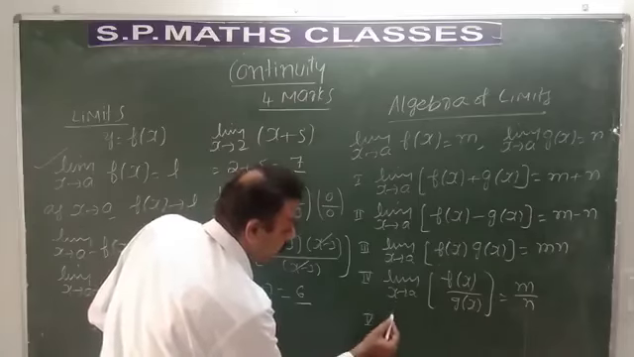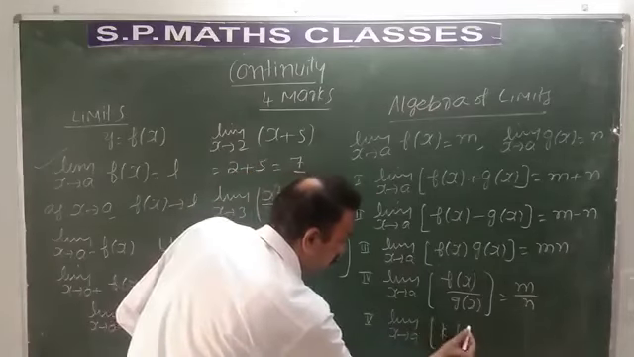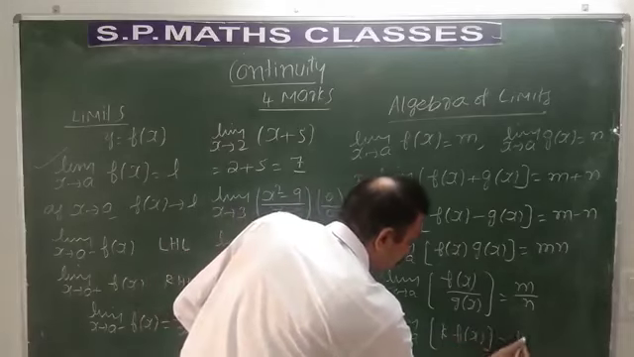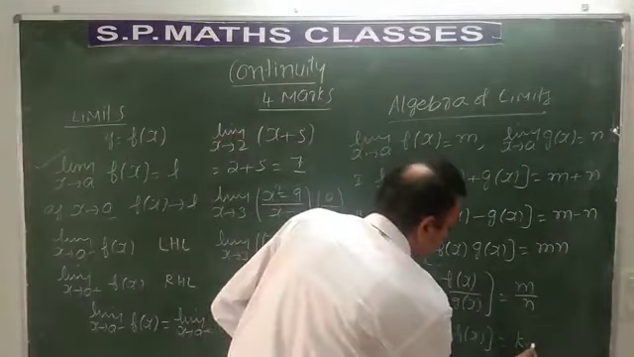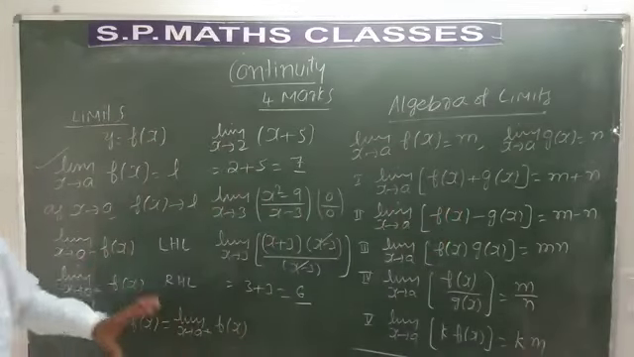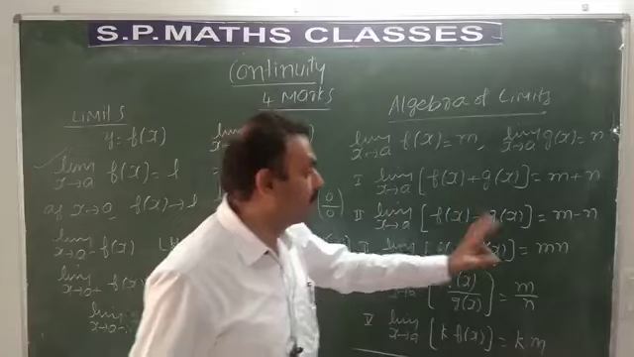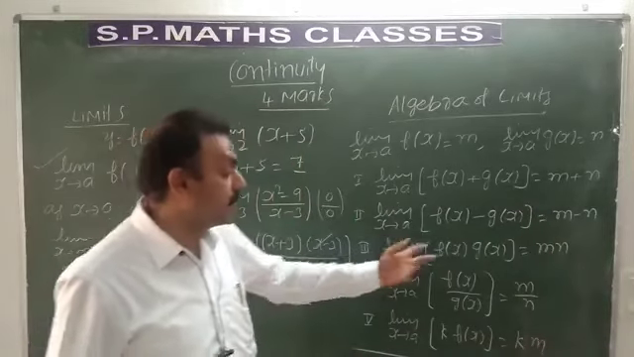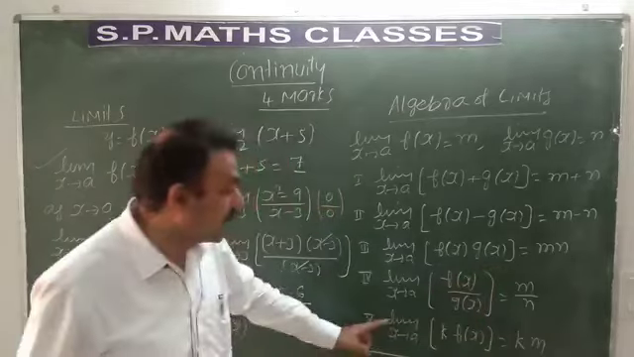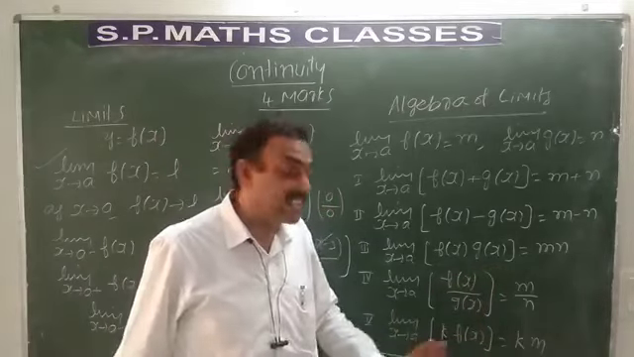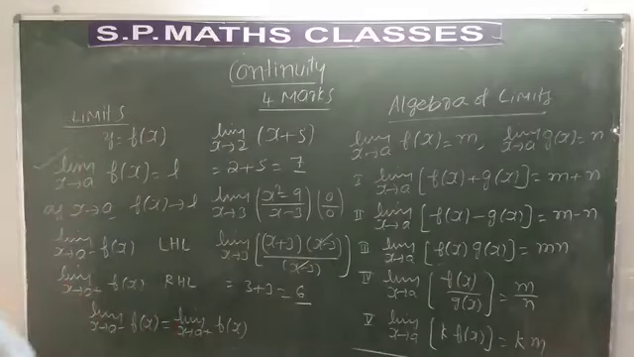Then the fifth algebra of limits, limit as x extends to a, k into f of x. Suppose you have k into f of x, you take k outside and the limit of f of x is nothing but m. The answer is k into m. You need to know the basics. So limit of the sum is sum of the limits. Limit of the difference is difference of the limits. Limit of the product is product of the limits. Limit of the quotient is quotient of the limits. Limit of constant into function is constant into limit of the function. These are the 5 algebra of limits you need to know.